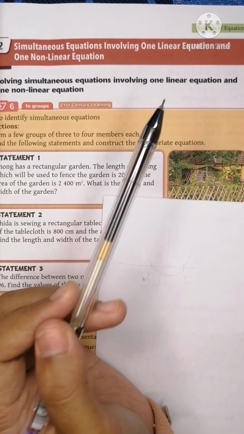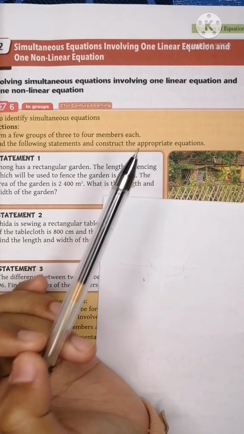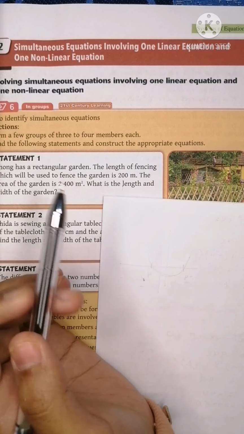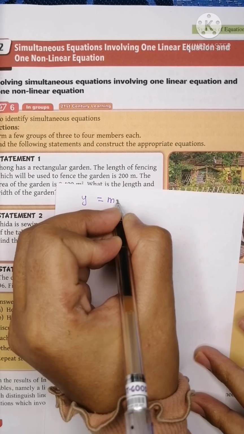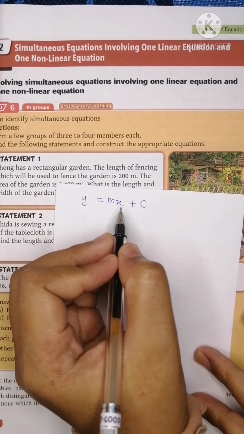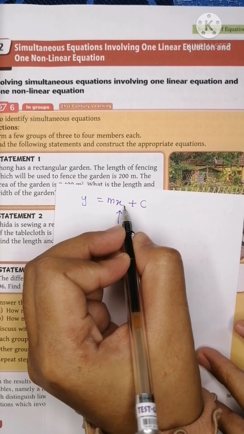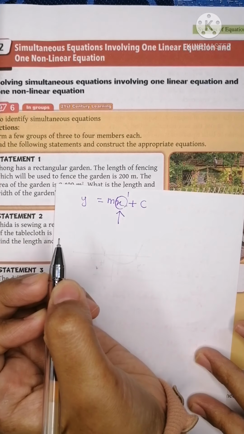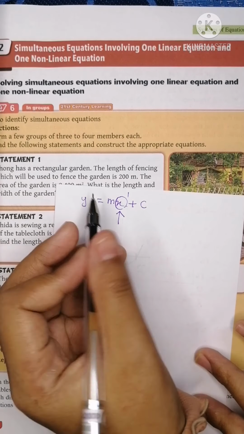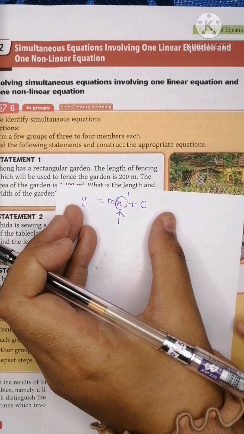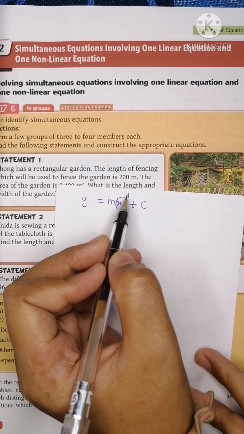I want us to recall your previous knowledge regarding linear equations. What do you understand about a linear equation? You know that the linear equation is y is equal to mx plus c. What makes this a linear equation is that the power of the unknown x is 1. Remember that for a linear equation, the power of x is 1.